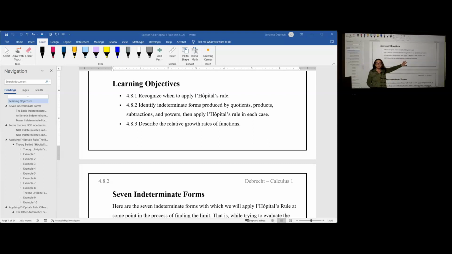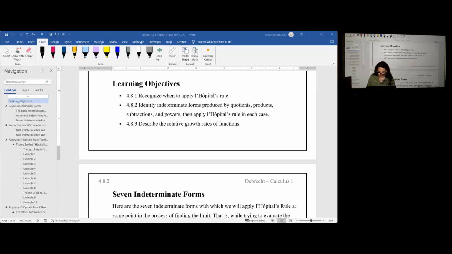Then finally, at the end of this section, we'll discuss what are called the relative growth rates for functions. This will make your life much simpler when evaluating end behavior of a function. The limit as x goes to infinity or as x goes to negative infinity.